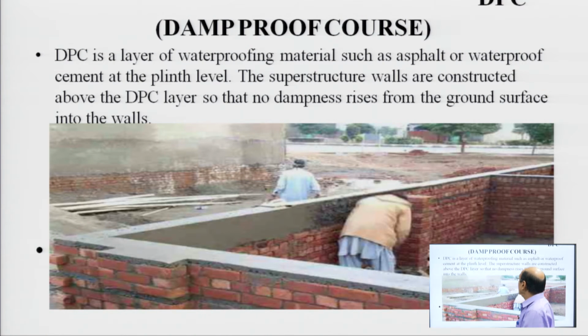Then DPC or damp proof course. DPC is a layer of waterproofing material such as asphalt or waterproof cement at the plinth level. The superstructure walls are constructed above the DPC layer, so that no dampness rises from the ground surface into the wall. And we can see here this is the DPC.